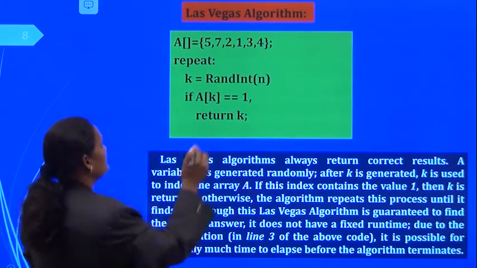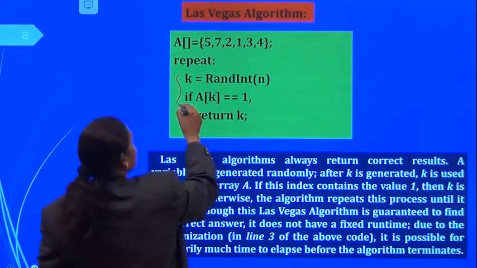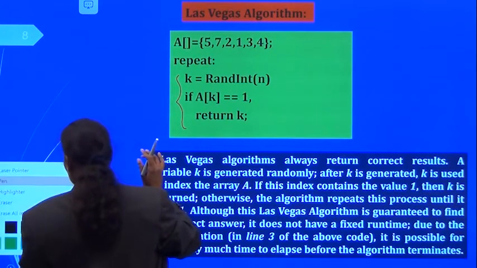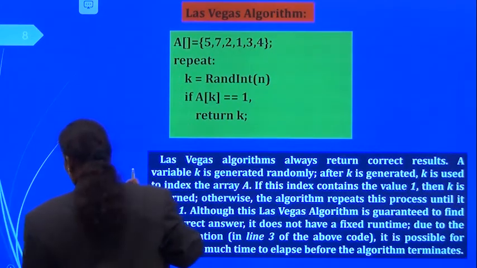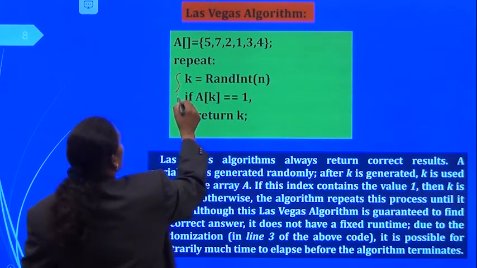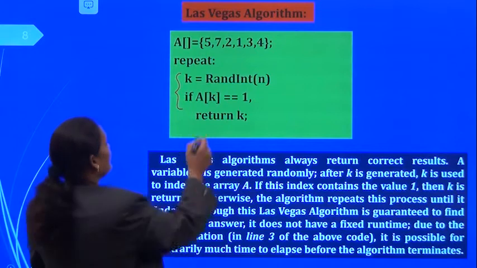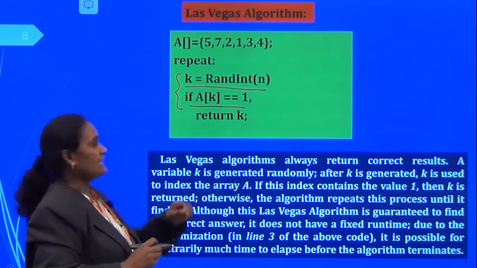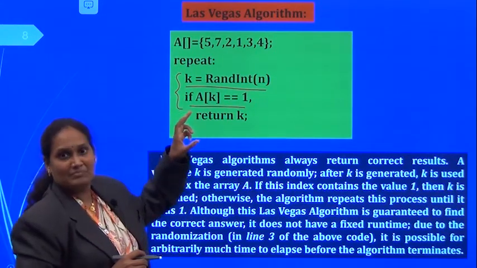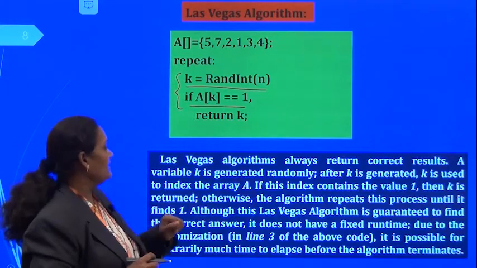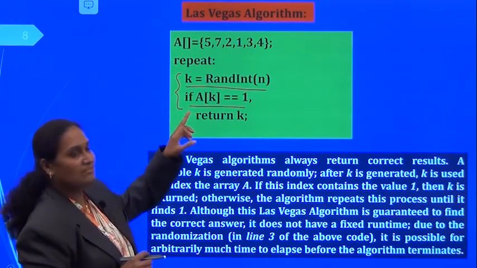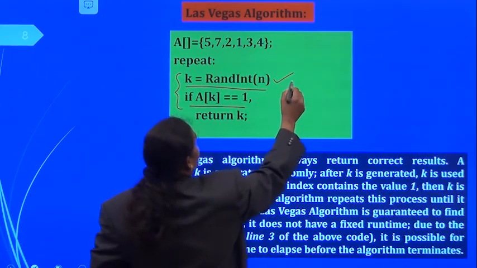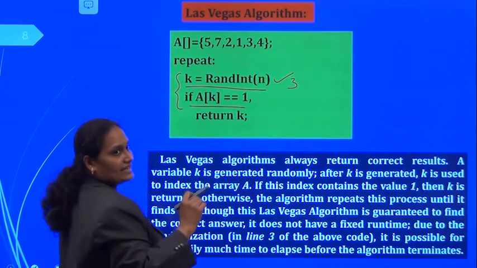Here what I am doing? I am repeating these steps. What are those steps? k is equal to randint of n; if A of k is equal to 1. That is, a random integer is generated. Here, k is a randomly generated value. So here, if k is generated as 3, let us observe. k is generated as 3.